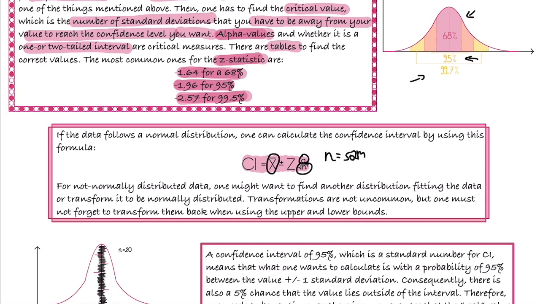If your data is not normally distributed, you might want to find another distribution which fits your data, or it's also possible to transform your data. And even though transformations are not uncommon, you mustn't forget to transform it back when you're taking a look at the upper and lower bounds of your confidence interval.